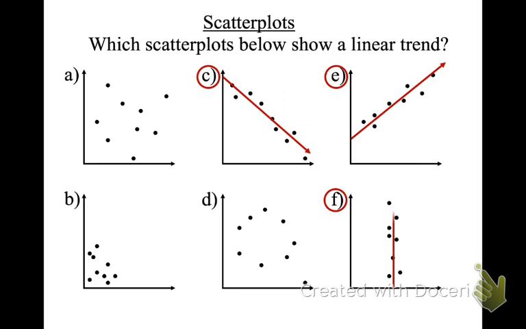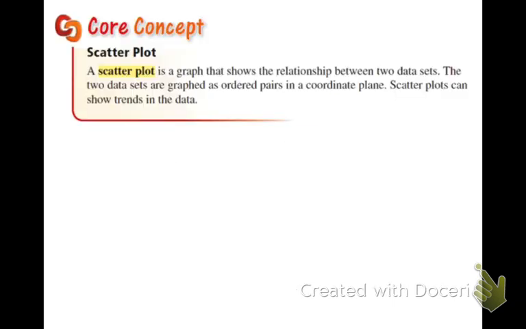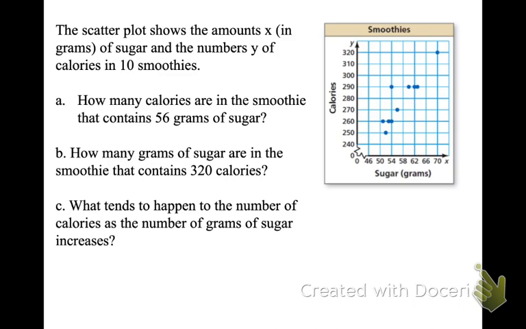All right, so we're getting into how this looks in our Common Core book where we're covering scatter plots. So a scatter plot is a graph that shows a relationship between two data sets. The two data sets are graphed as ordered pairs in a coordinate plane. Scatter plots can show trends in data. So how you might see this in your homework, the scatter plot shows the amount of X in grams of sugar and the number of Y calories in smoothies. So without the words sugar and calories, this graph would mean nothing. We can't make sense of it.